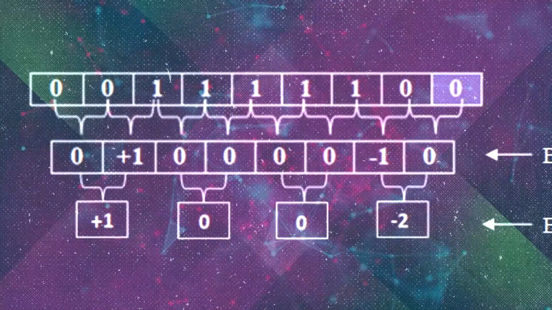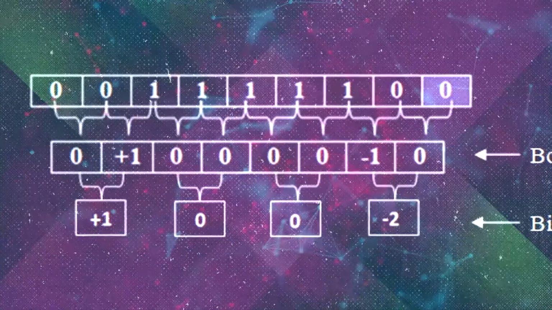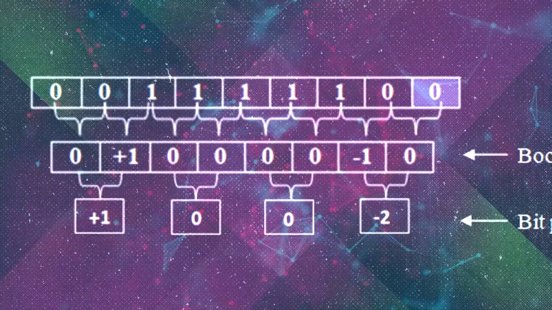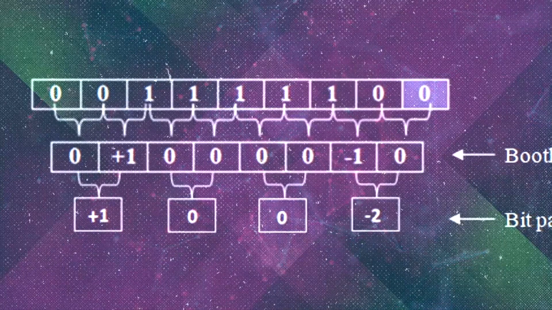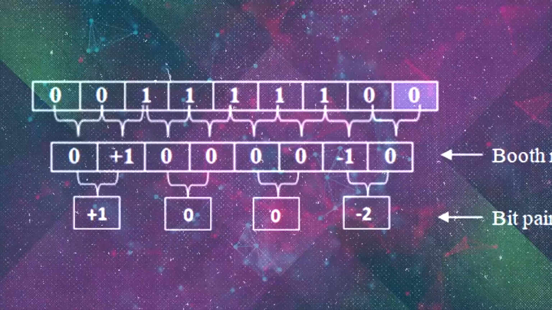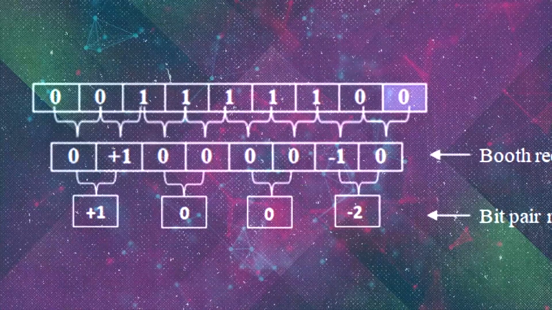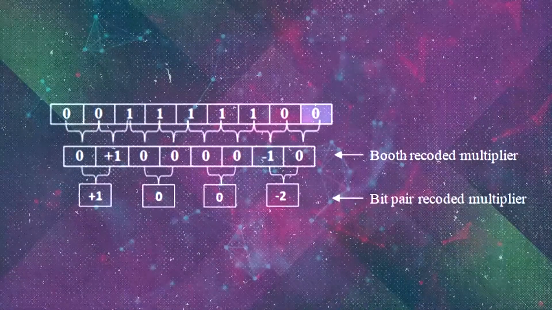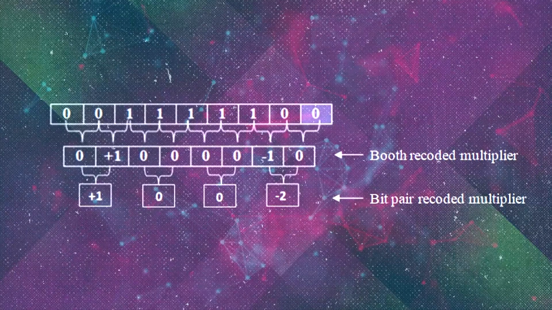The first 3 bits are 0, 0, 1, and from the table we get the recorded bit as minus 2. The next 3 bits are 1, 1, 1. Its recorded value is 0. Again the next 3 bits are 1, 1, 1, and the recorded bit value is 0, and the last set of 3 bits 1, 0, 0 gives a plus 1 as the recorded value. Now, the bit pair recorded multiplier is plus 1, 0, 0 minus 2.